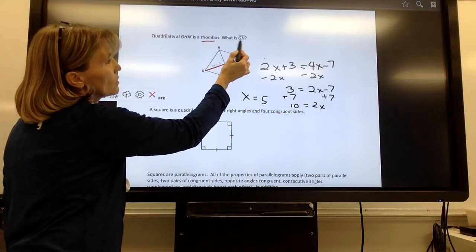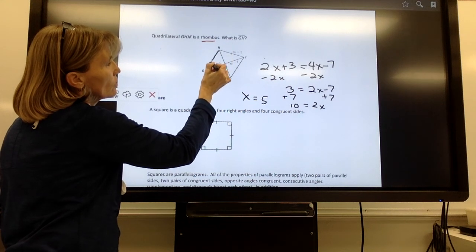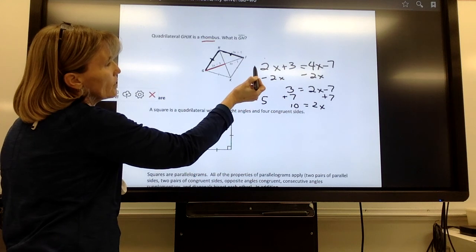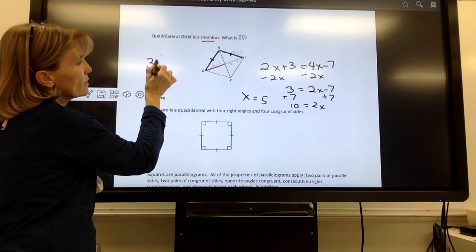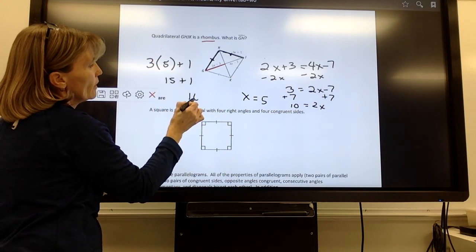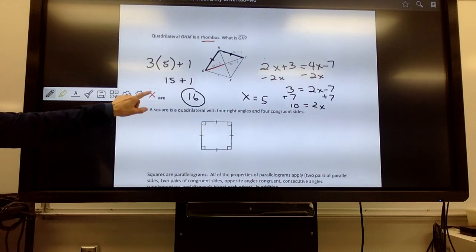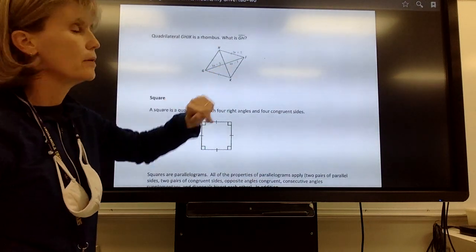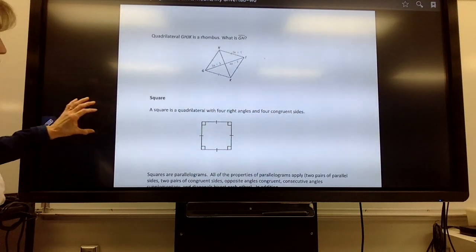The question says, what's the distance from G to H? So I need to go up here. G to H has one tick mark in it, so it's going to be the same as this one that has one tick mark in it. And that says 3x plus 1. So if I plug my value for x in, I get 15 plus 1. That distance is 16. Okay, that's what we know about the rhombus. We know that the diagonals are perpendicular, and the diagonals get bisected just like any parallelogram.